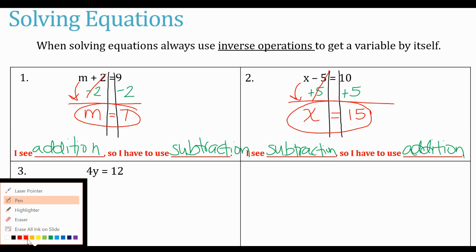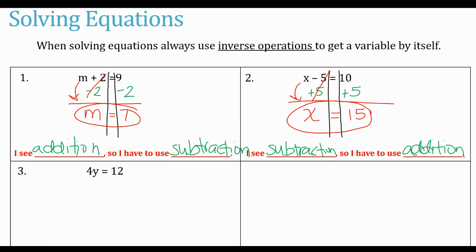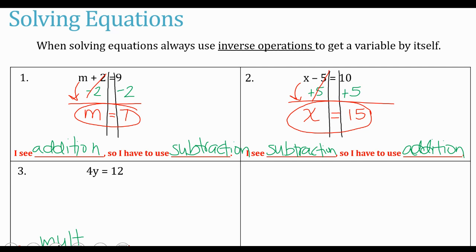Okay, so we have 4y equals 12. So there's nothing in between the 4 and the y, so you should know automatically that that represents multiplication. So when a variable and a coefficient and a number are written right next to each other with nothing in between, that is multiplication. So we see multiplication. I'm going to just write multiplication for now. And so we have to use division. Multiplication, division are inverse operations, so we know that we have to divide.